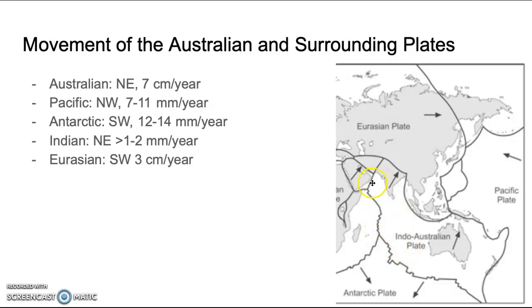And then this map has them connected, but the Indian plate is moving also northeast very slowly at 1 to 2 millimeters per year. And then the Eurasian plate moves in kind of a clockwise direction, or counterclockwise. And that one is moving southwest at 3 centimeters per year.